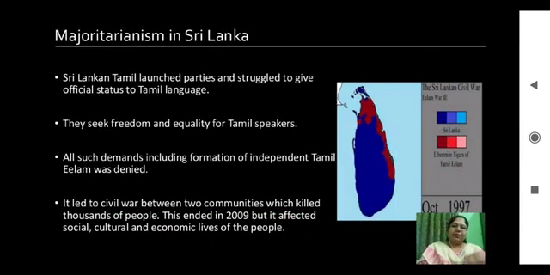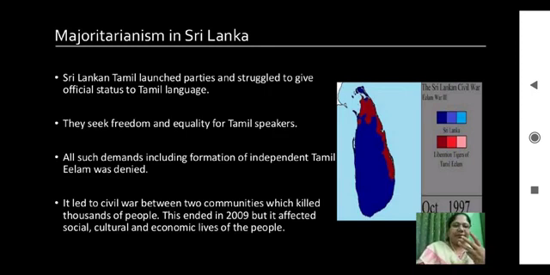Coming to further effects, the further repercussions which this majoritarianism had in Sri Lanka was that the Sri Lankan Tamils launched a political struggle, agitation. They were disturbed and they wanted to express that disturbance. They formed a political party of their own and wanted to get an official status for their own language, that is Tamil. So they demanded the first thing.